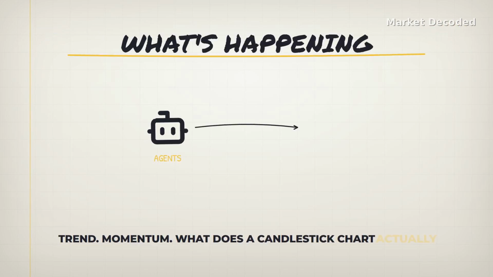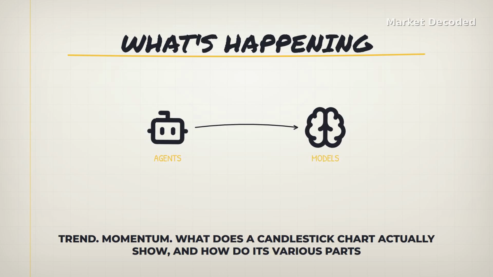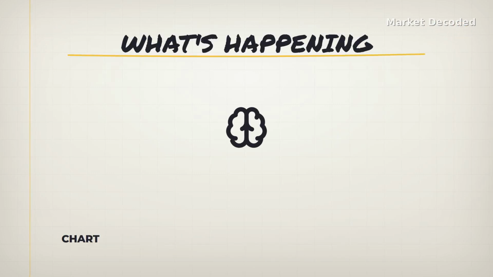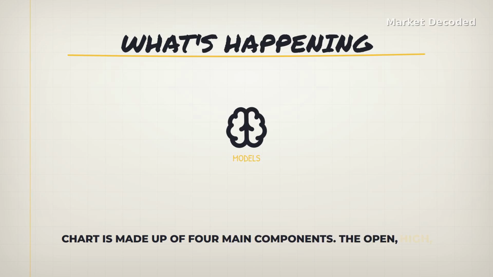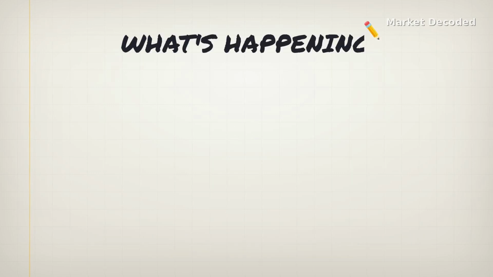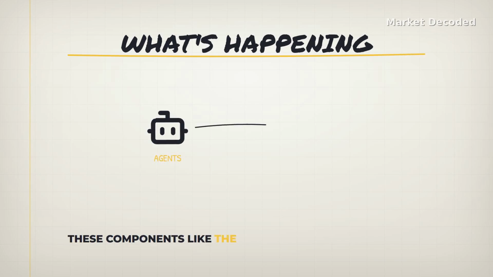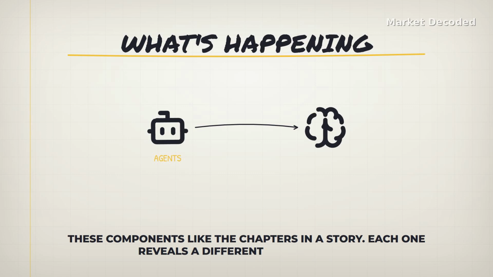What does a candlestick chart actually show, and how do its various parts come together to give us a sense of the market's mood? A candlestick chart is made up of four main components: the open, high, low, and close, which are the foundation of understanding what these charts are telling us. Think of these components like the chapters in a story. Each one reveals a different aspect of the market's behavior over a specific period.